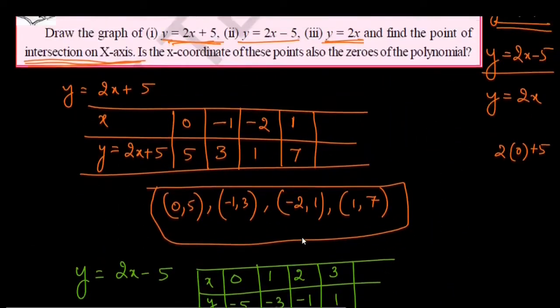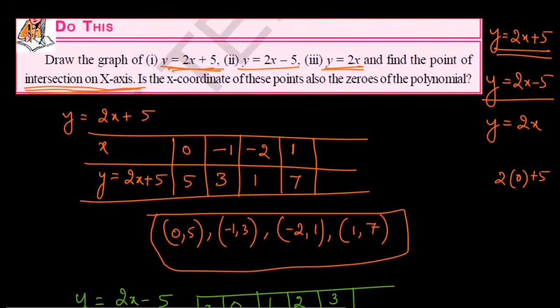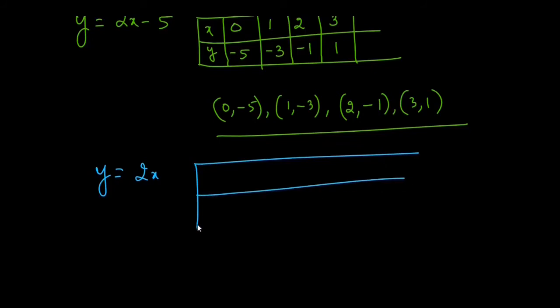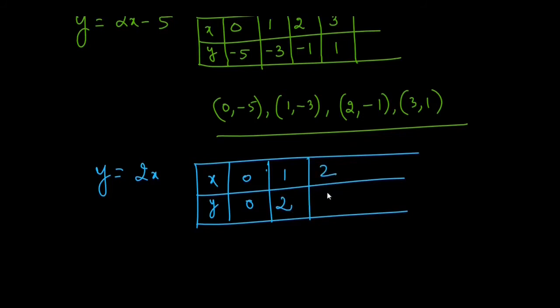Let us take the third polynomial. The third one is y equal to 2x. Let us take some 4 values of x and y: 0, 0; 1, 2; 2, 4; say minus 1, minus 2.